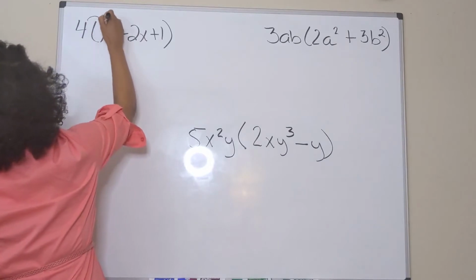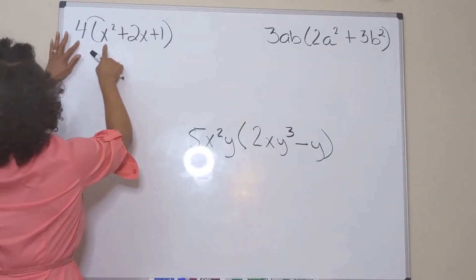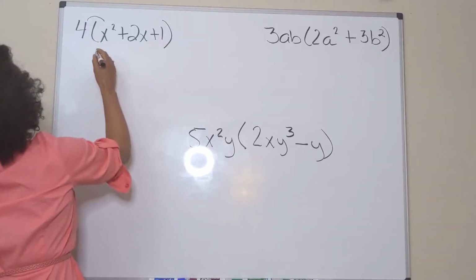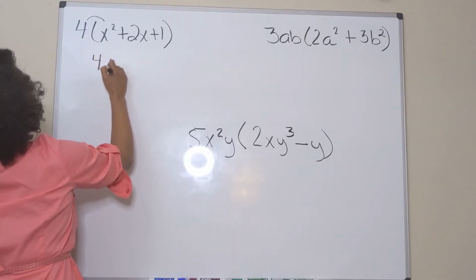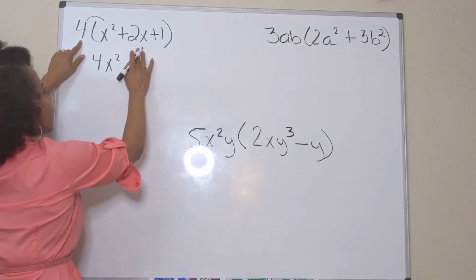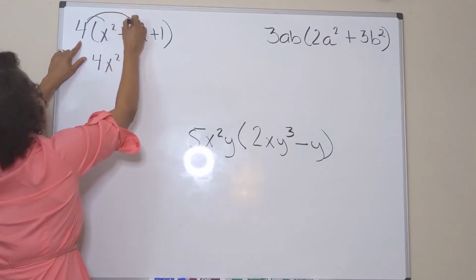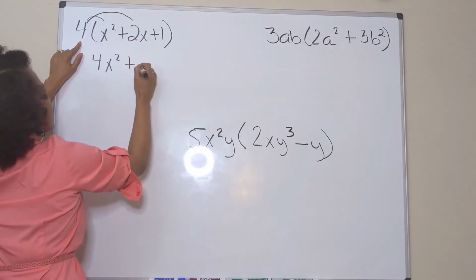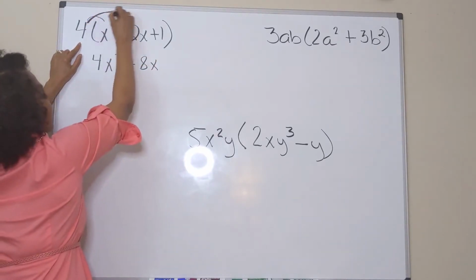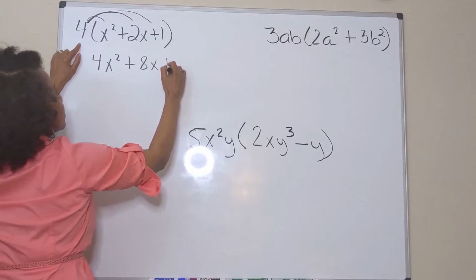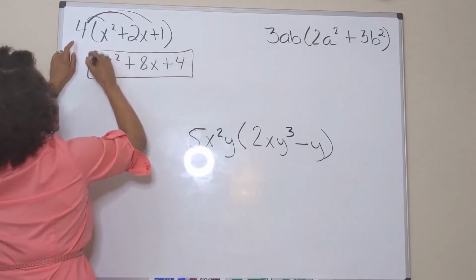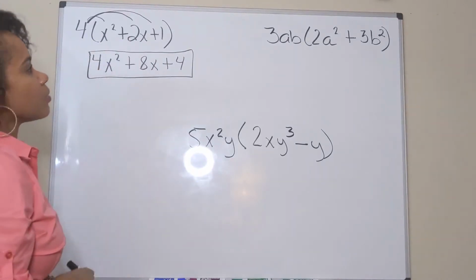So my first step here is to multiply 4 times x squared. This x squared has a coefficient of 1, so 4 times 1 is just 4, and I just bring down my x squared. I multiply 4 times 2x. 4 times 2 is 8, and I bring down my x. And 4 times 1 will give me a positive 4. And I have multiplied that monomial times that polynomial.